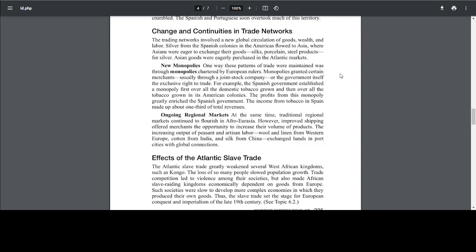Ongoing regional markets. At the same time, traditional regional markets continued to flourish in Afro-Eurasia. However, improved shipping offered merchants the opportunity to increase their volume of products. The increasing output of peasant and artisan labor, wool and linens from Western Europe, cotton from India, and silk from China exchanged hands in ports, cities with global connections.